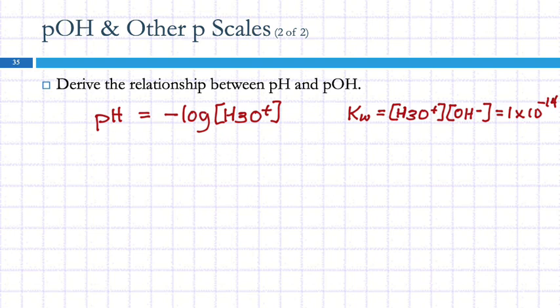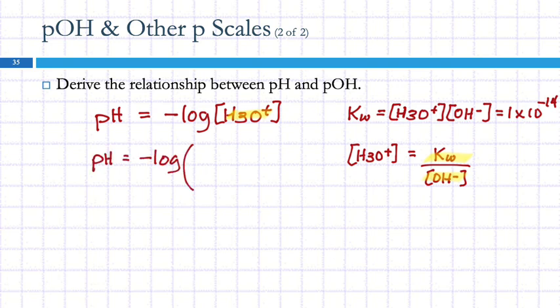There's other ways you could do it. H3O plus would be Kw divided by hydroxide ion concentration. So I'm going to take this and put it in for the H3O plus. So pH is equal to the negative log of Kw over hydroxide ion concentration. Sometimes things get messier before they get more simple.